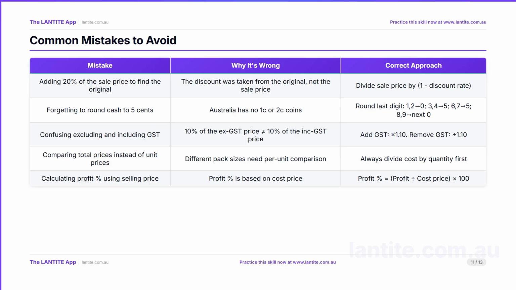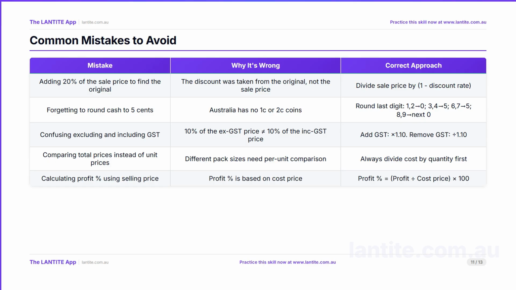Let's go through some common mistakes. First, when finding original prices, do not add the discount percentage to the sale price. You must divide by 1 minus the discount rate. Second, remember Australia rounds cash to the nearest 5 cents.